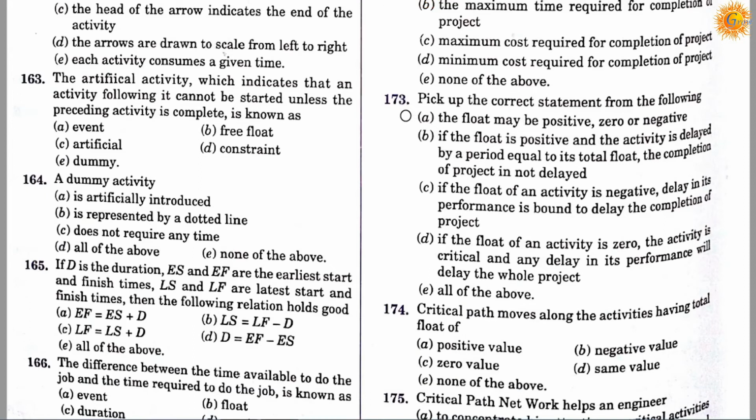Question number 173. Pick up the correct statement from the following. Option A, the float may be positive, 0 or negative. Option B, if the float is positive and the activity is delayed by a period equal to its total float, the completion of project is not delayed. Option C, if the float of an activity is negative, delay in its performance is bound to delay the completion of project. Option D, if the float of any activity is 0, the activity is critical and any delay in its performance will delay the whole project, and option E is all of the above. So correct answer is E. All of them are correct statements.